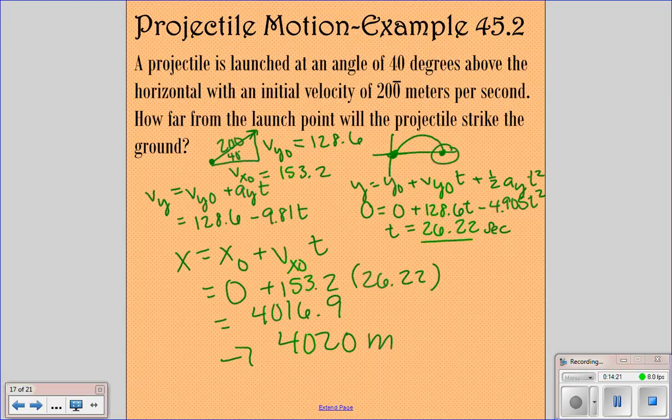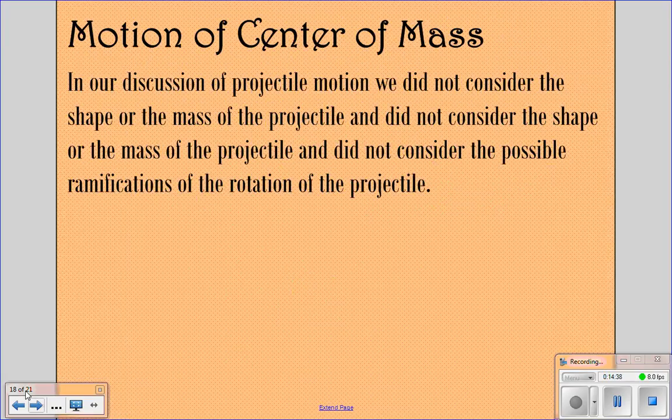Again, it's basically two problems. One of them is dealing with the x values, and one of them is dealing with the y values. You usually want to start with your y equations to find your time, and then plug that into your x equations. Okay, so looking at the motion of center of mass.